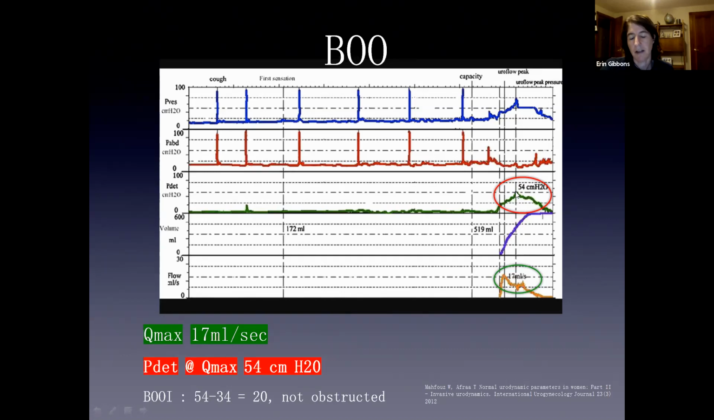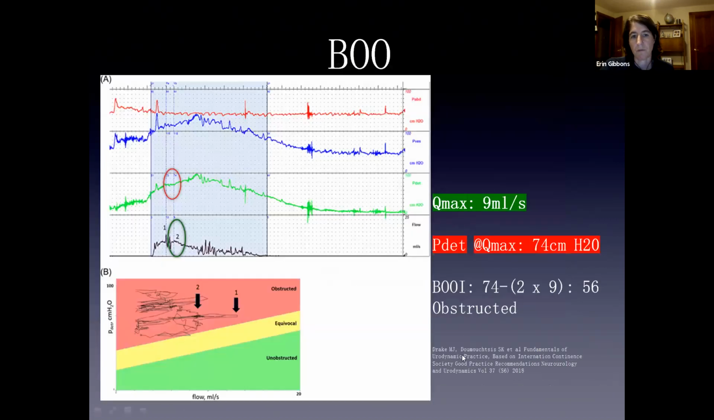So the computer usually will calculate this for you, or you can do it yourself. Their max flow is 17 milliliters a second. Their detrusor pressure at that Qmax was 54. So the bladder outlet index is 20 and they're not obstructed. More commonly, what you'll see on a lot of systems is it'll calculate it for you down here.